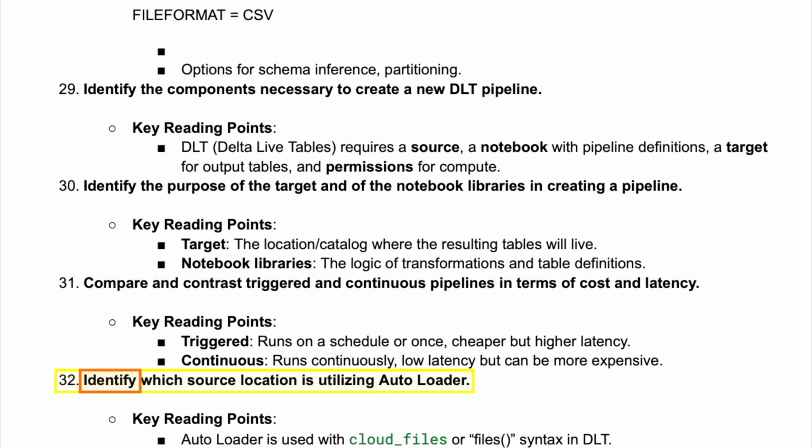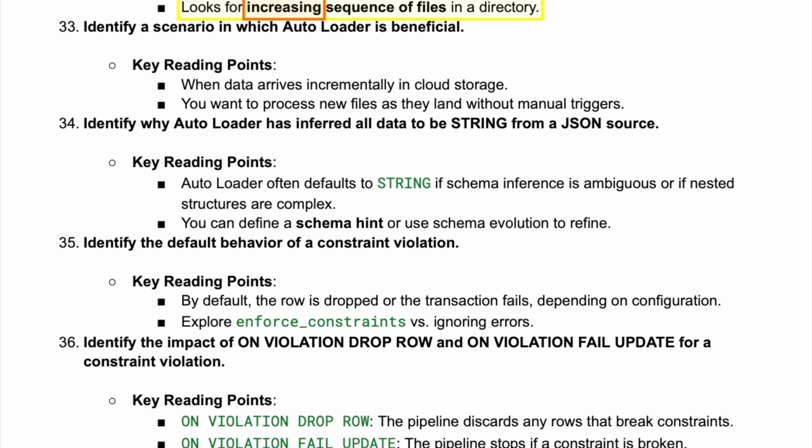32. Identify which source location is utilizing Auto Loader. Key reading points: Auto Loader is used with cloud_files or cloudFiles syntax in DLT. Looks for an increasing sequence of files in a directory.